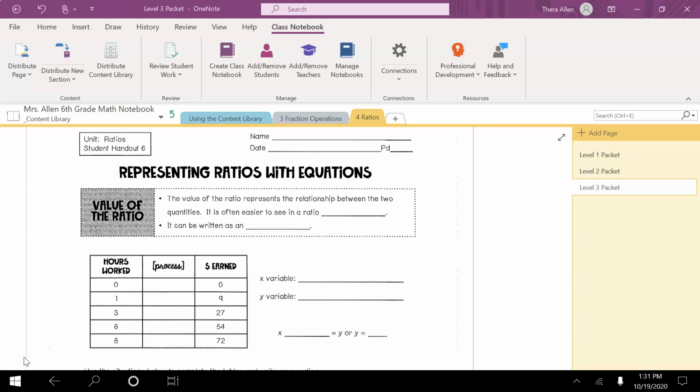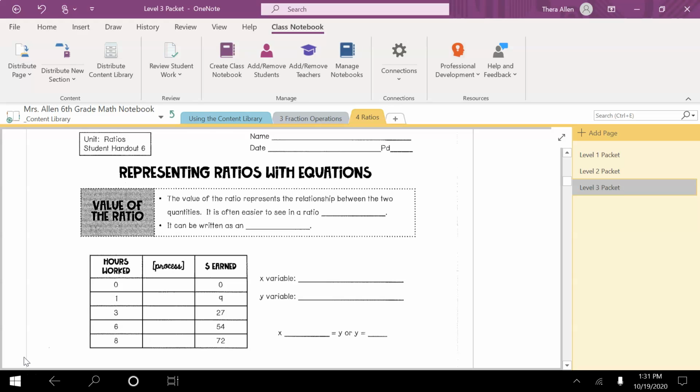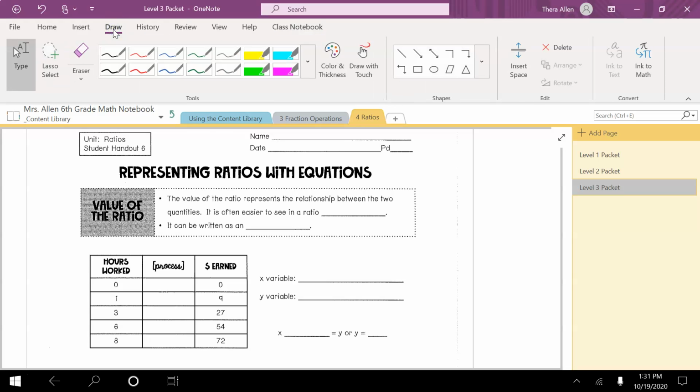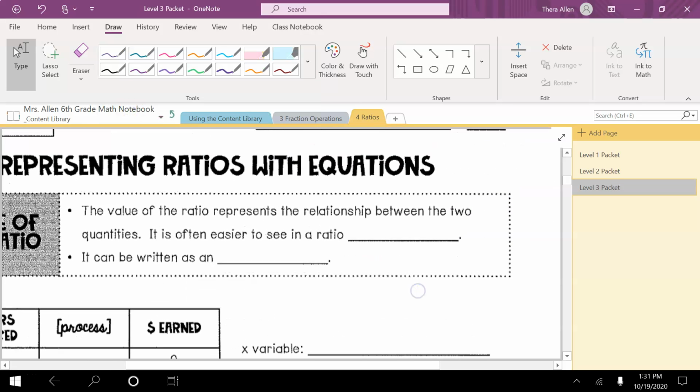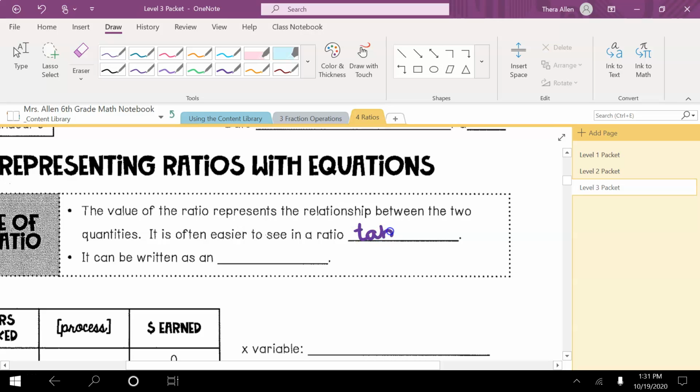Let's look here at the top of page 27. It says that the value of the ratio represents the relationship between the two quantities. It is often easier to see this relationship in a ratio table. It can be written as an equation. And if you remember, an equation normally has a variable and an equal sign.